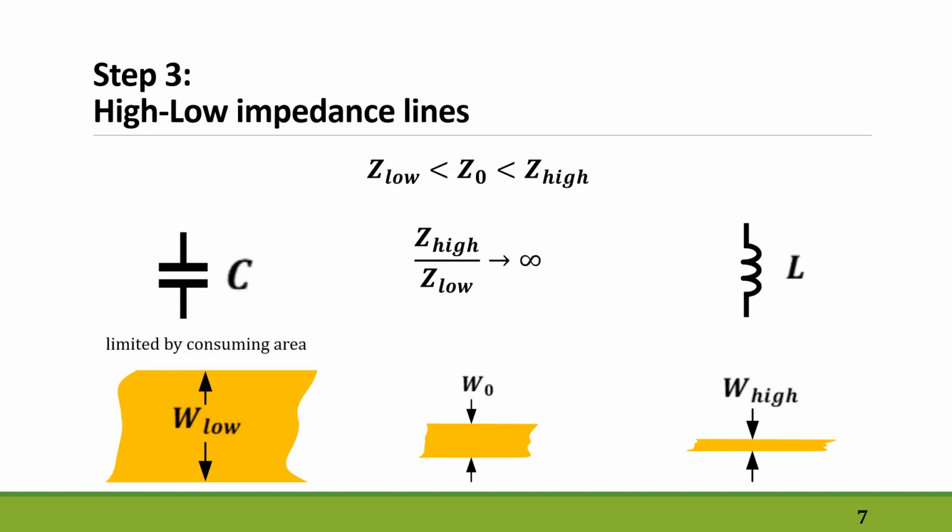For low impedance lines, we are limited by the consumed area. That's because as you lower the impedance of a line, its width is increased. In contrast, for high impedance lines, it's the PCB fabrication process that is going to stop us from reaching higher impedances. So let's see what it means when we are working with a substrate.